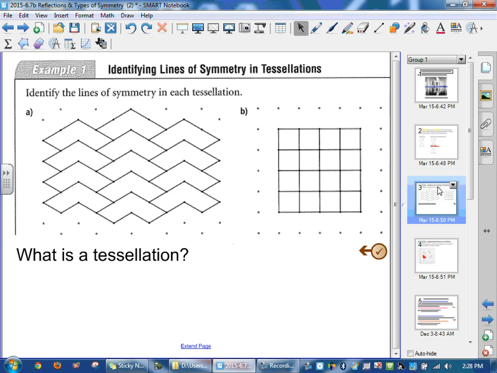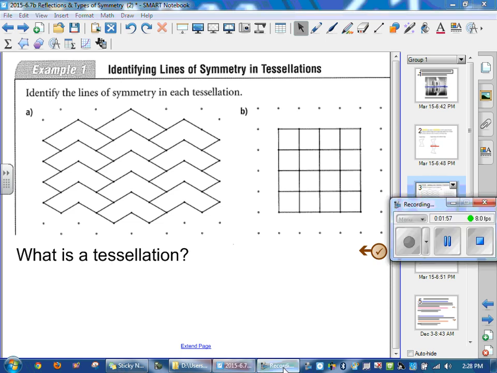Taking a look at this. First of all, we've got a tessellation on the left. Who knows what a tessellation is? Anyone want to take a wild guess what a tessellation is? Sure. Bunch of dots on paper? No, the dot paper is what it's been drawn on. So, what is a tessellation? Any guesses?